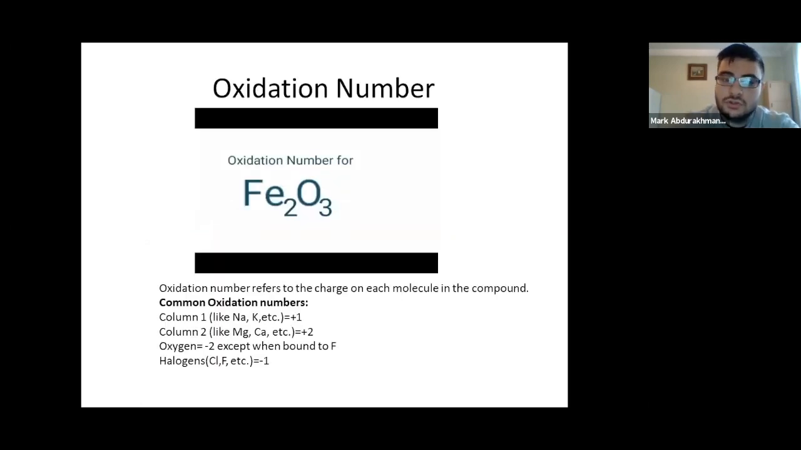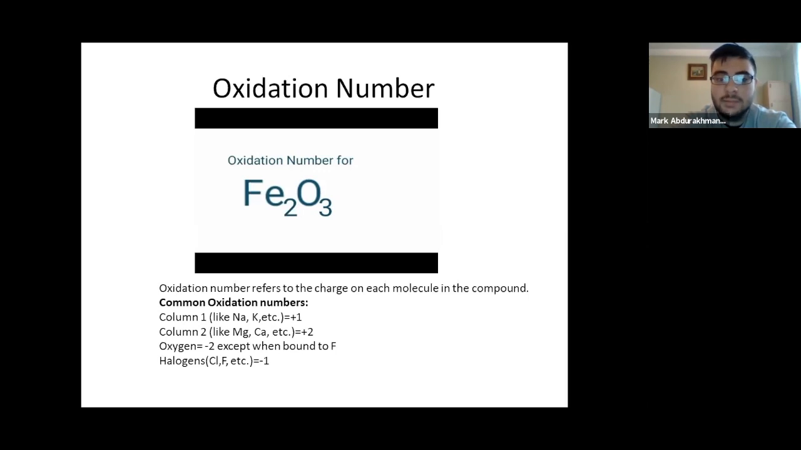Oxidation number, also pretty simple. You can kind of think of it as the charge on each atom in a compound. So for example, in this Fe2O3, you know that the overall charge of the compound is neutral, it's 0, but that doesn't mean everything here is neutral. Each of these irons and oxygens is actually charged. So how do you determine the charge?